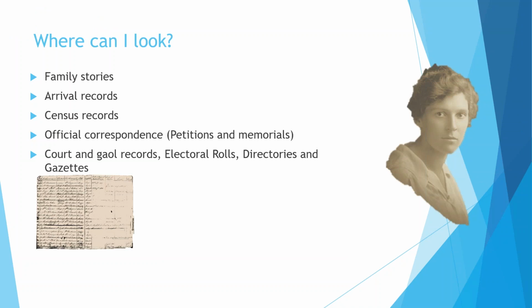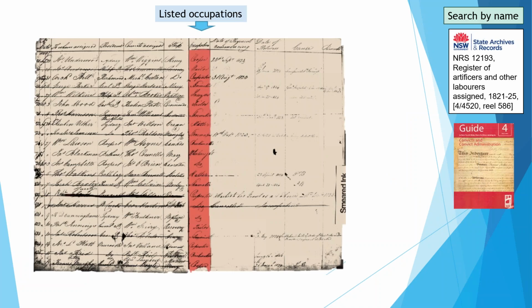The first example I'm showing you is from a register of artificers and other labourers assigned that was under the Superintendent of Convicts. You can find this reference by looking at the guide, the convict guide. If you look at the right-hand side of the screen, I've arranged today's webinar where I'm going to show you examples on the left, and on the right-hand side I'm going to show you all the clues and what might lead you to this sort of information. So in this case, I'm teaching you the basics. You can search by name at the top. Underneath, I show you where I found that reference, and underneath that is where I found this reference to go to. In this case, it's the convict guide.